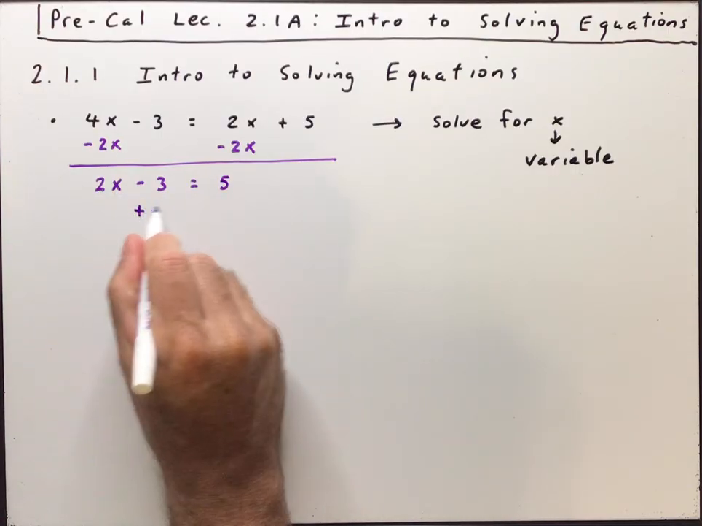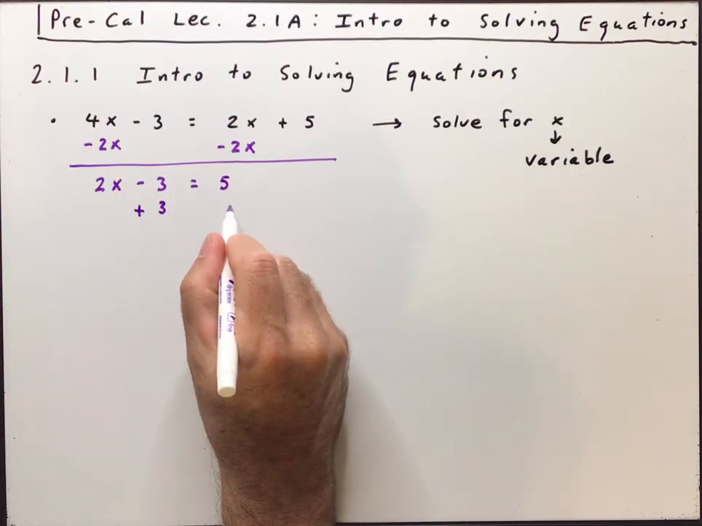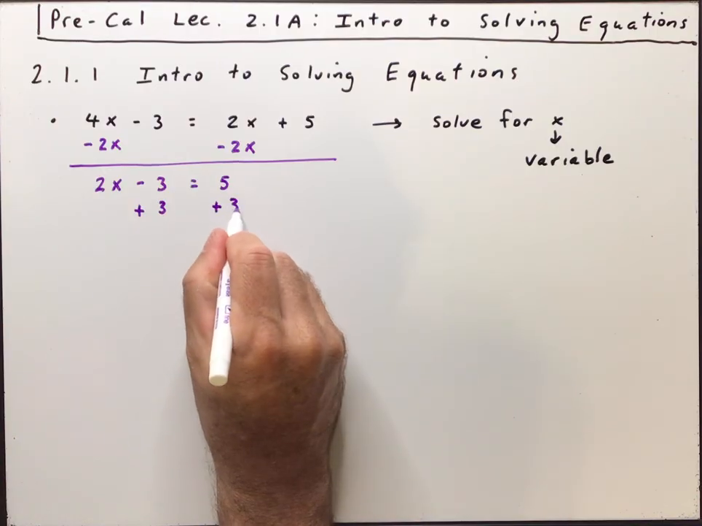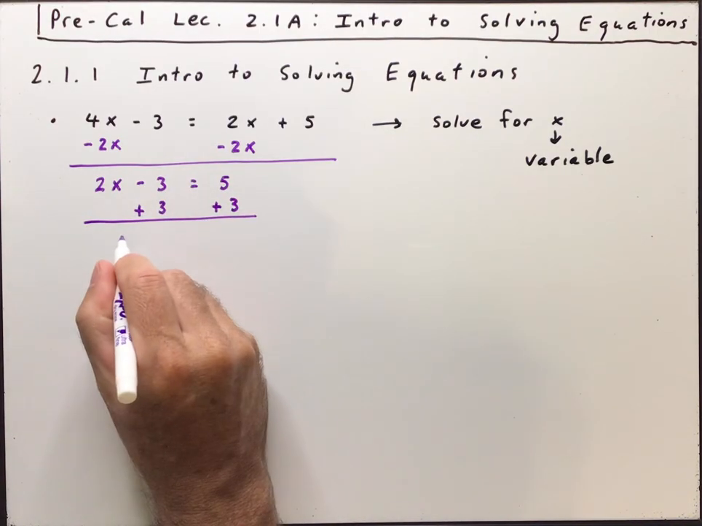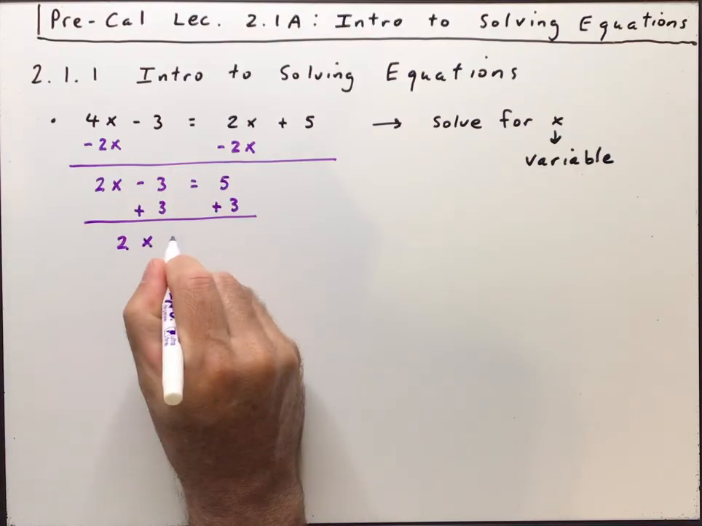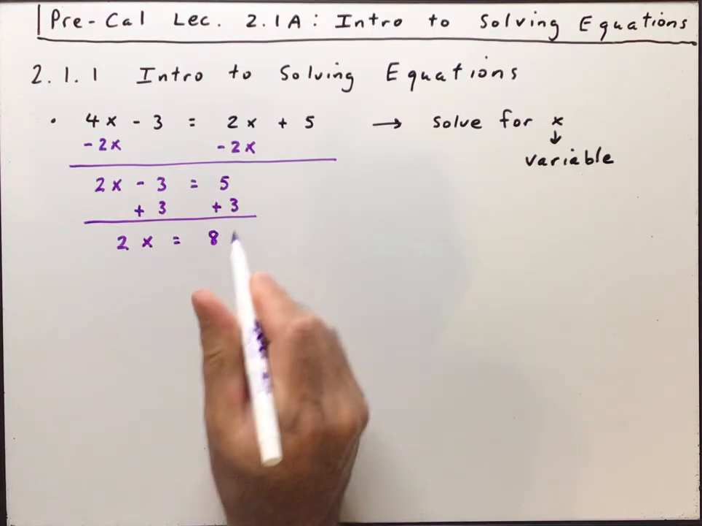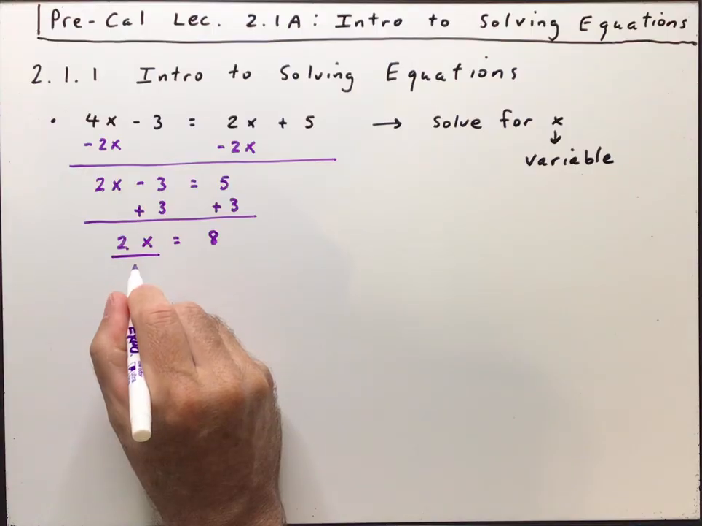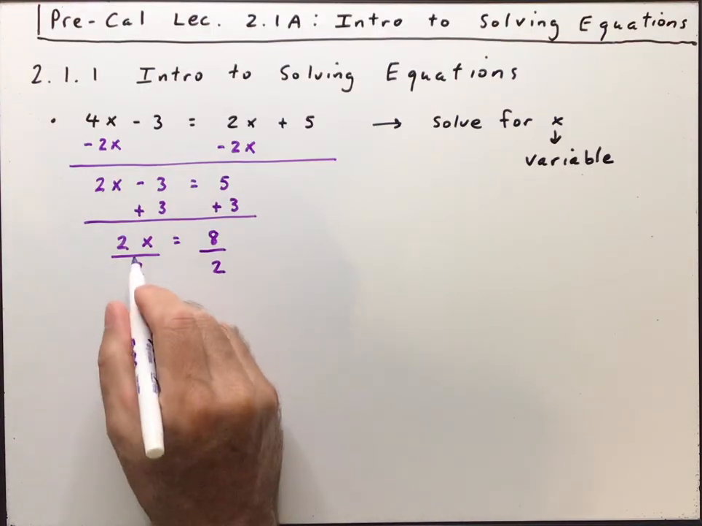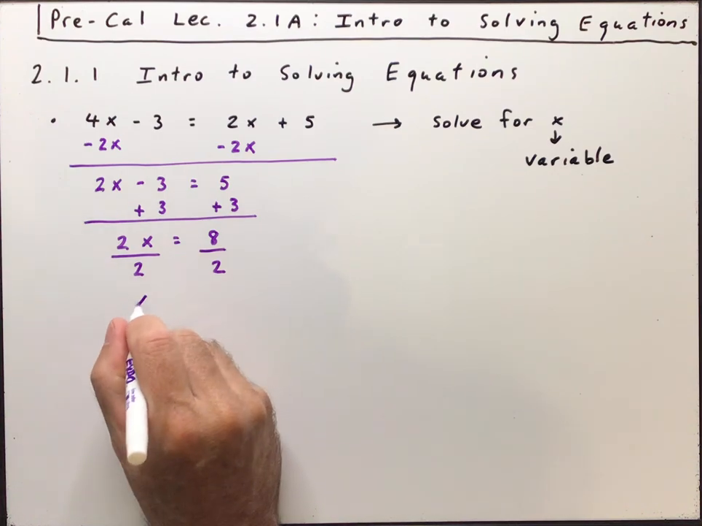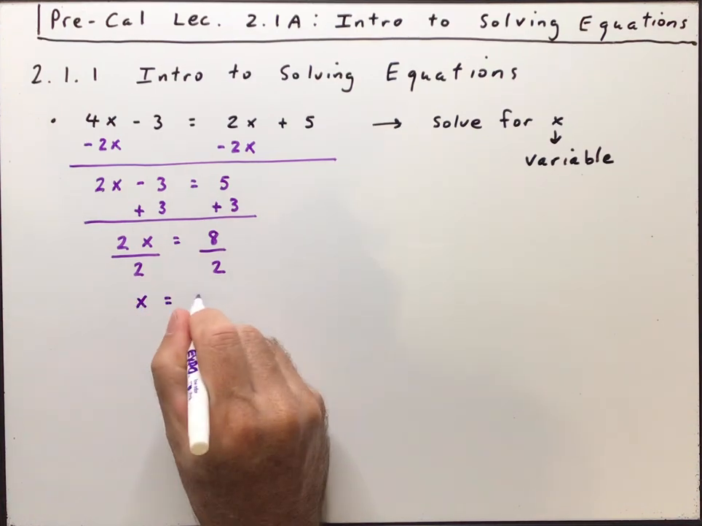And then we would add 3 to both sides in order to eliminate the constant term on the left. So we would have 2x is equal to 8, and then we would divide both sides by 2, and when we do that, x on the left is equal to 4.